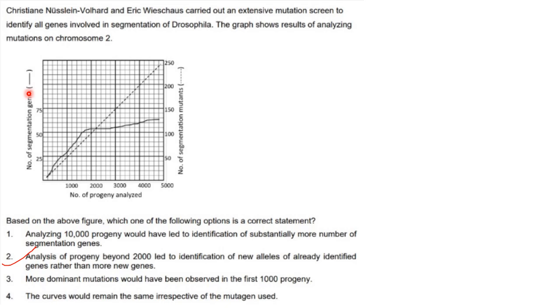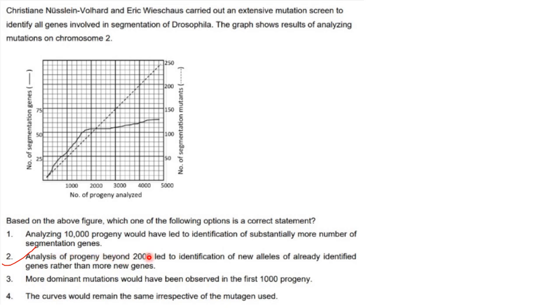So these are the number of segmentation genes, that is this graph, and the number of segmentation mutants, that is these dotted lines. If you see the graph, the number of segmentation genes rises up till 2000 progeny analyzed, and then it stabilizes. Option 1: analyzing 10,000 progeny would have led to the identification of substantially more segmentation genes. No, till 2000 there was an increase, but after that it stabilized. So one is not correct.